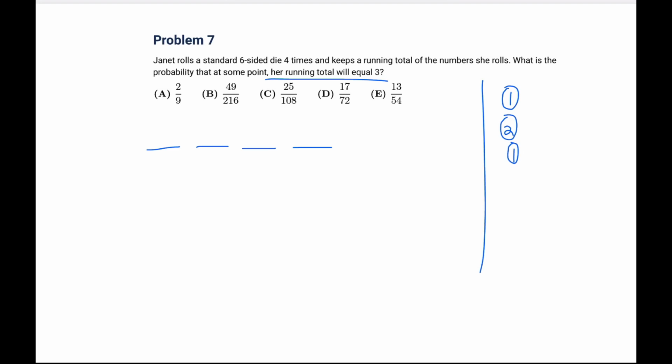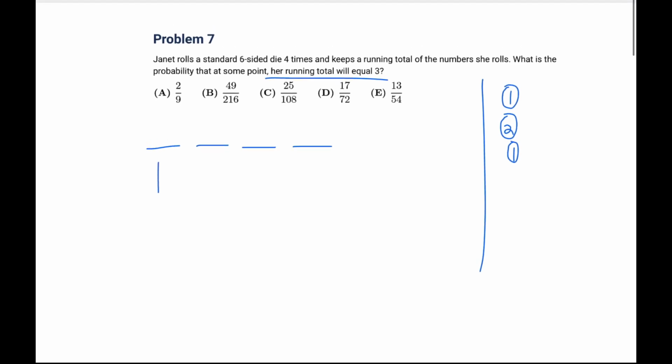However, we know that for each case, say when Janet has her running total of 3 by the first roll, there's several ways to accomplish that because the other 3 rolls could be anything. So we're going to find the number of ways that the first case could be achieved. And there are 6 to the power 3 ways we could determine the last 3 rolls if we fix the first roll for Janet to roll a 3. We can do this for the other cases too.